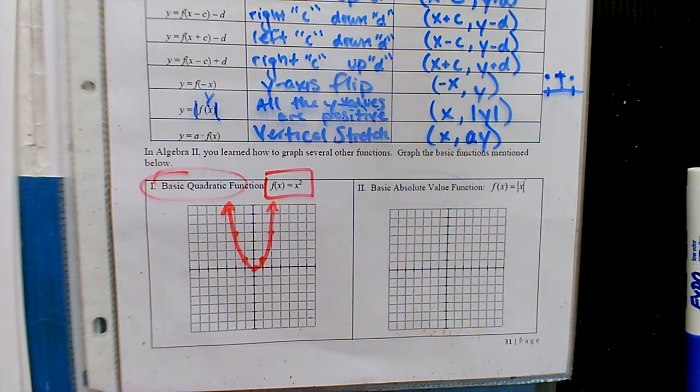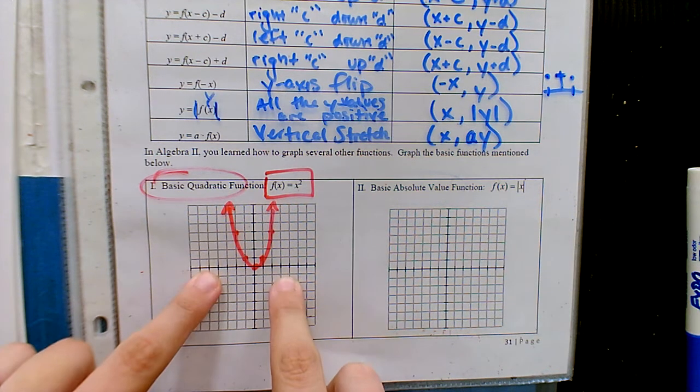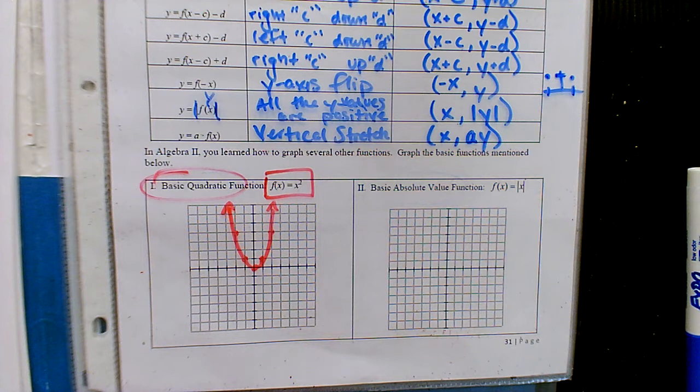All right, so every quadratic graph looks like a U. It just depends where it's located. Did we shift it? Did we flip it? Did we stretch it? But they all look like a U.